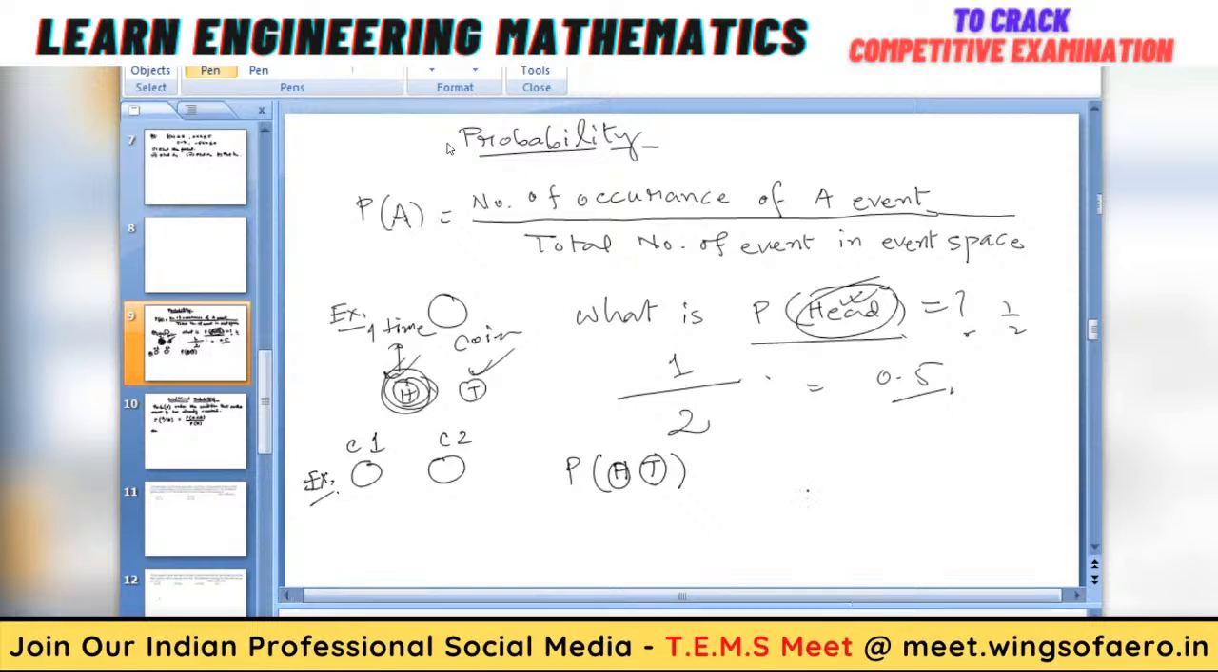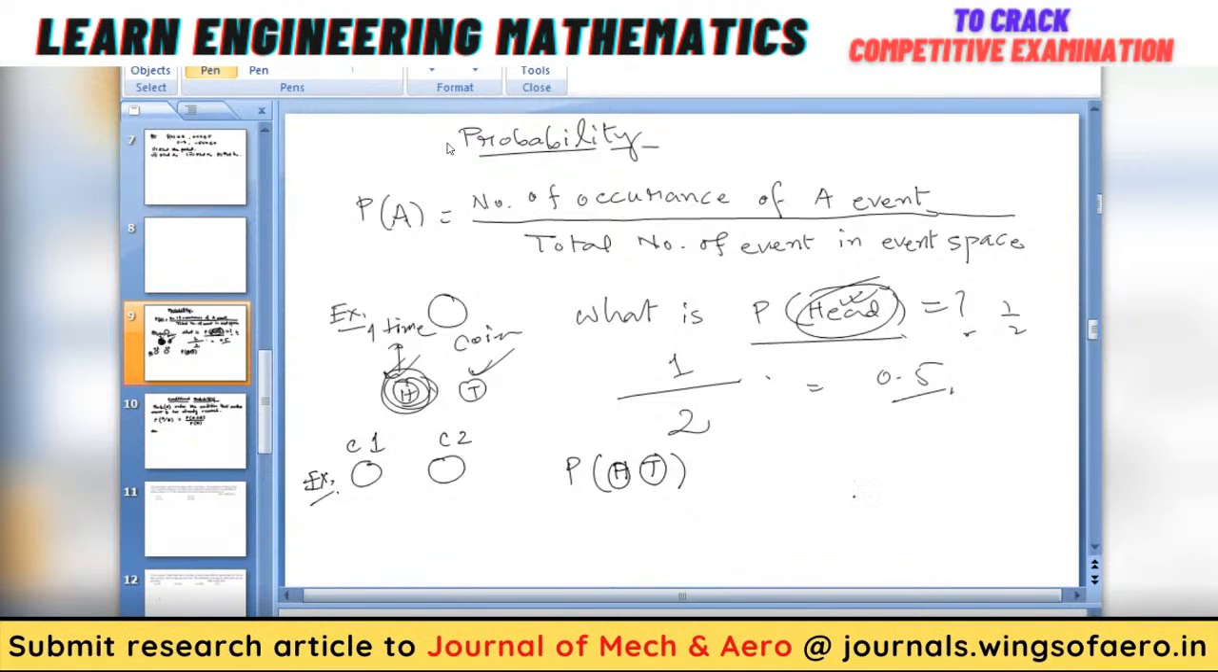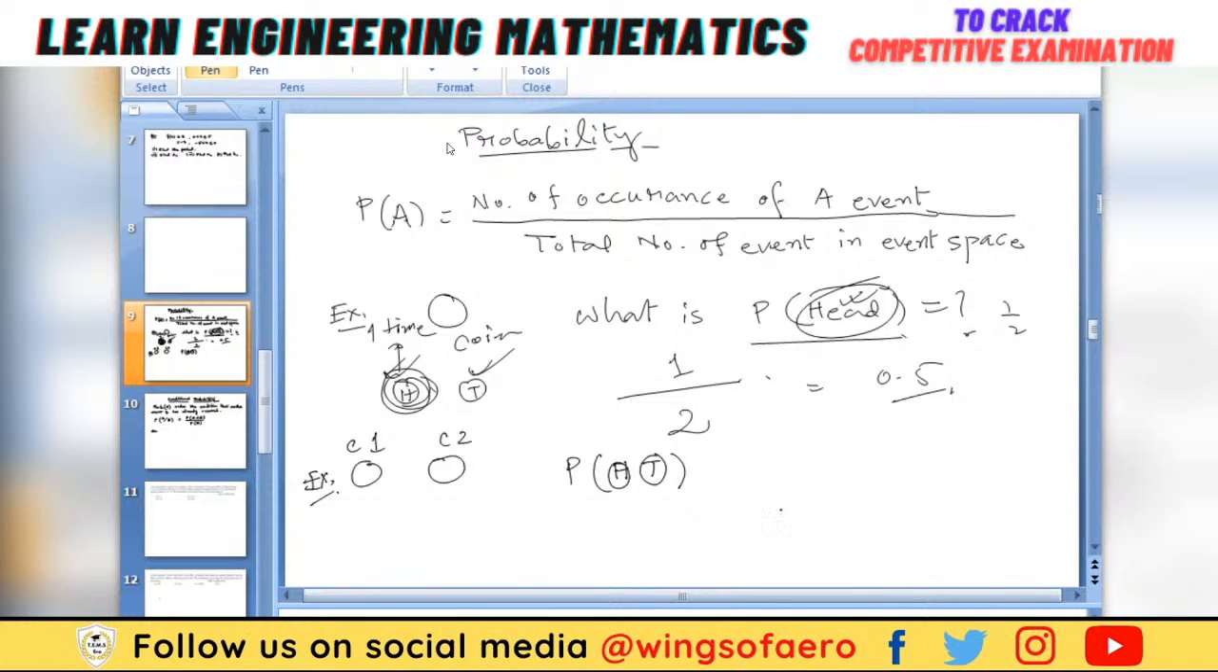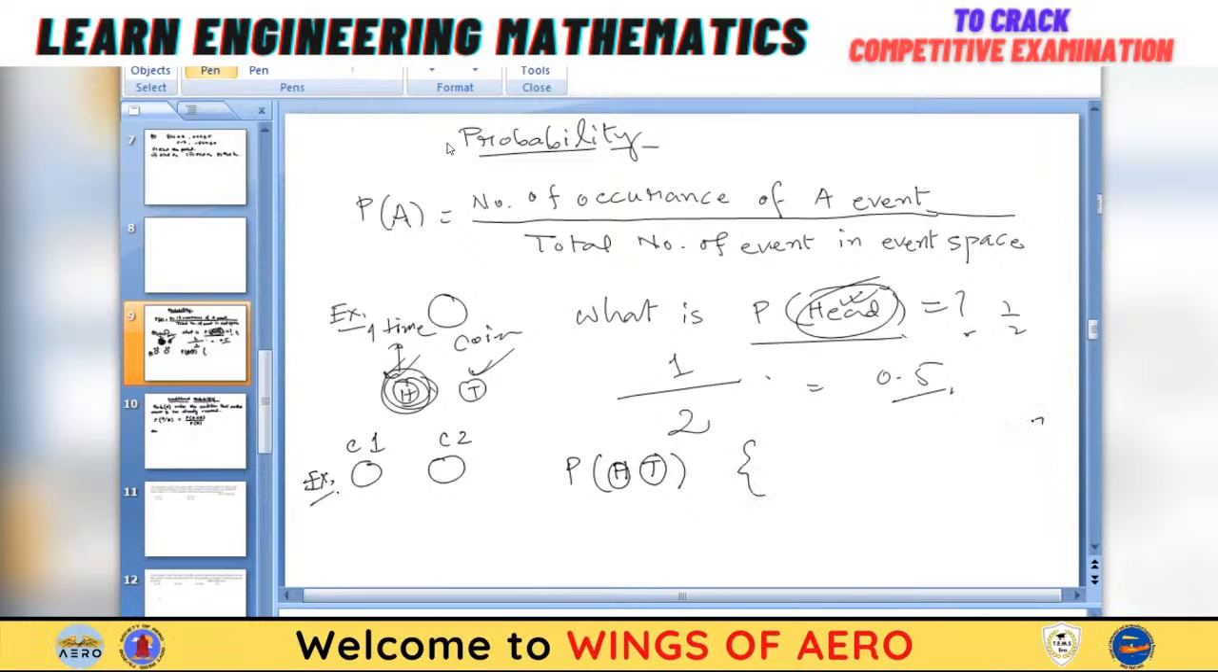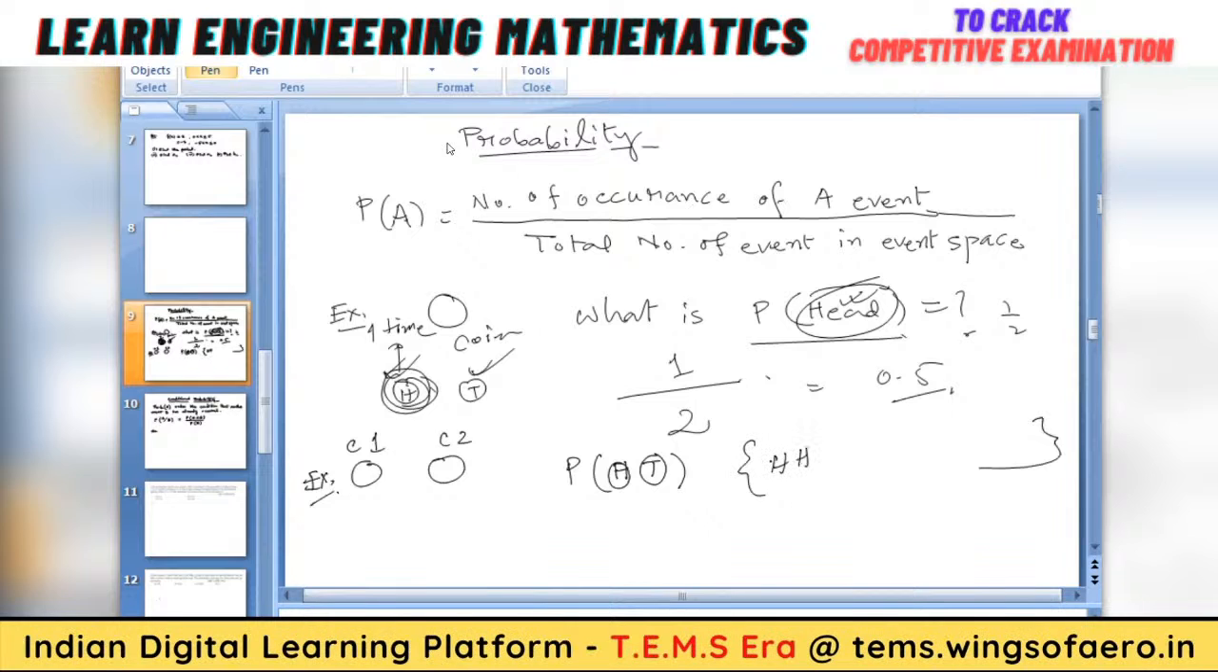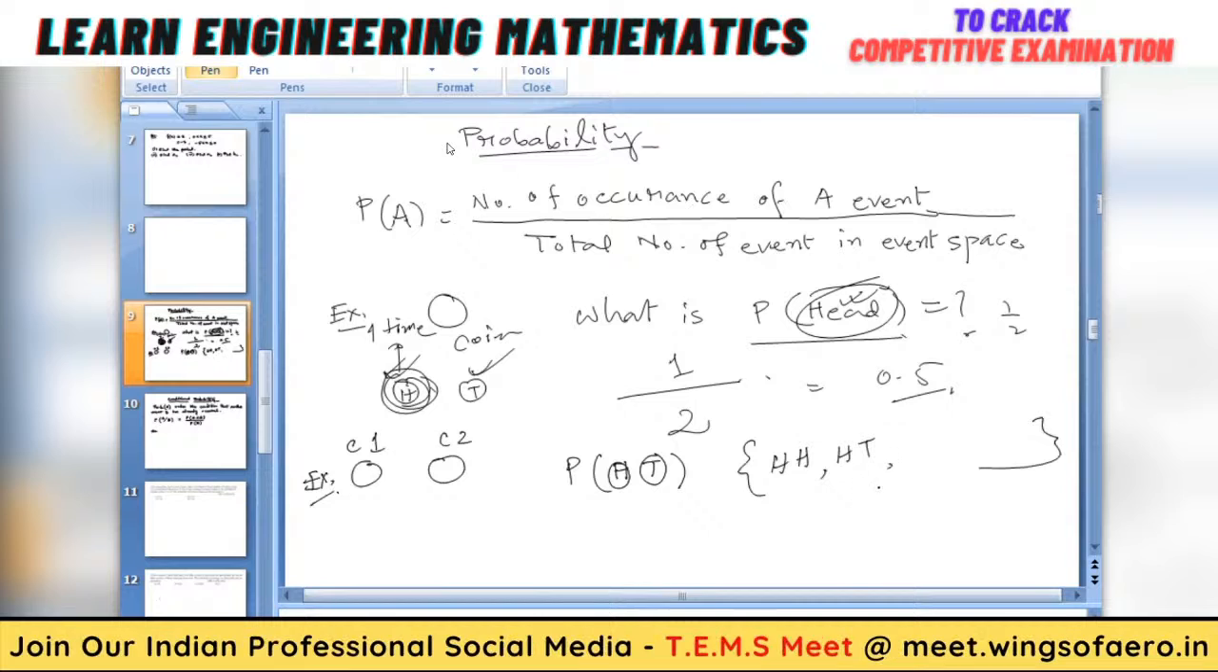Okay, if I toss 2 coins, how many possibilities? Our first target is to find out the event space. So event space is, let's find out what the possibilities are. Both are head, HH. One head, one tail.